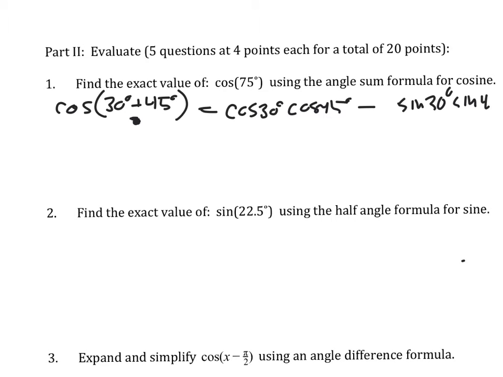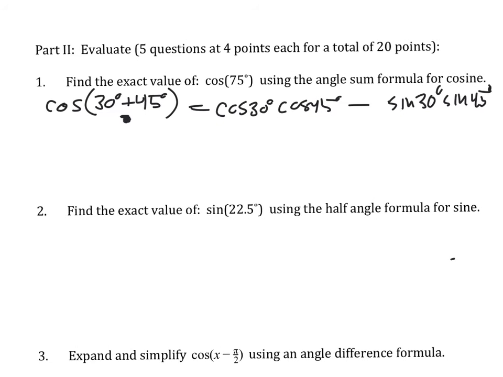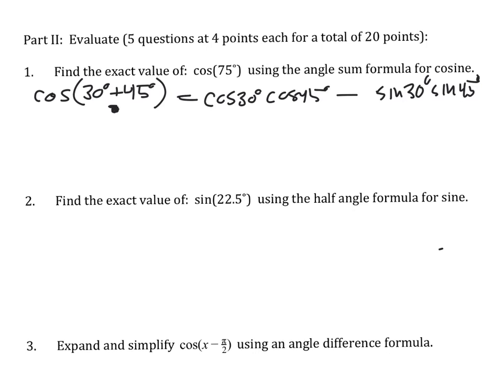Is it the same for sine? The signs? For the angle sum for sine, the signs are the same. The S-I-G-Ns are the same. Only the cosine flips. So at this point, if you don't remember what these are, each of these terms now has an exact representation that you can see here in your unit circle.